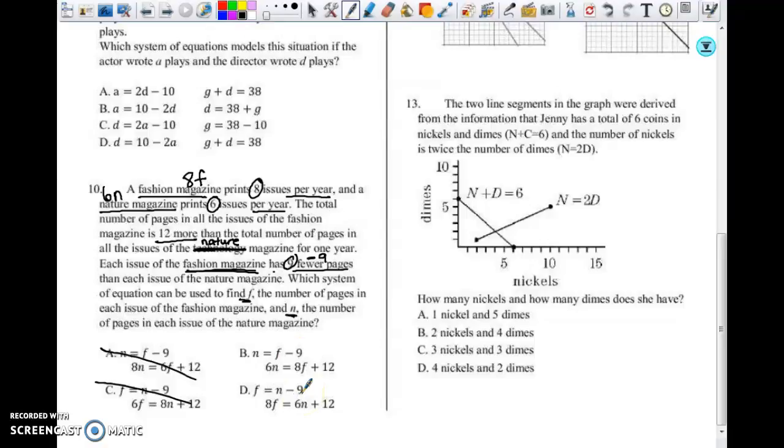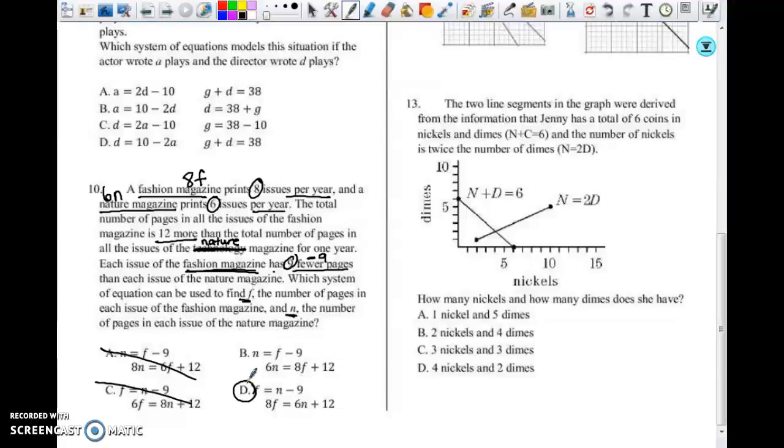So let's think about this. Fashion magazine has 9 fewer pages than each of the nature. So I take the nature, right? And I subtract 9 in order to get the fashion, because it's 9 fewer than the nature. And then that's how many fashion will have. Or is it take the fashion, subtract it, and then that's how many nature? No, right. So it should be the fashion magazine has, that's my equal sign, 9 fewer than each of the nature magazines. So we take away from the nature. So your answer would be D.